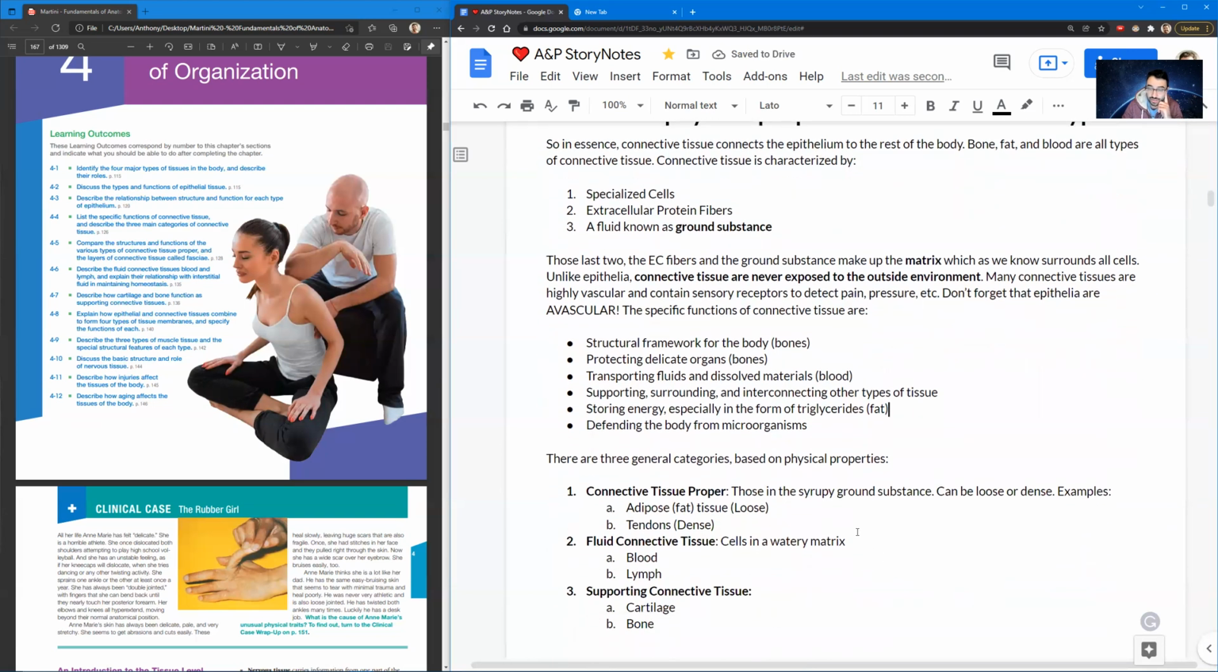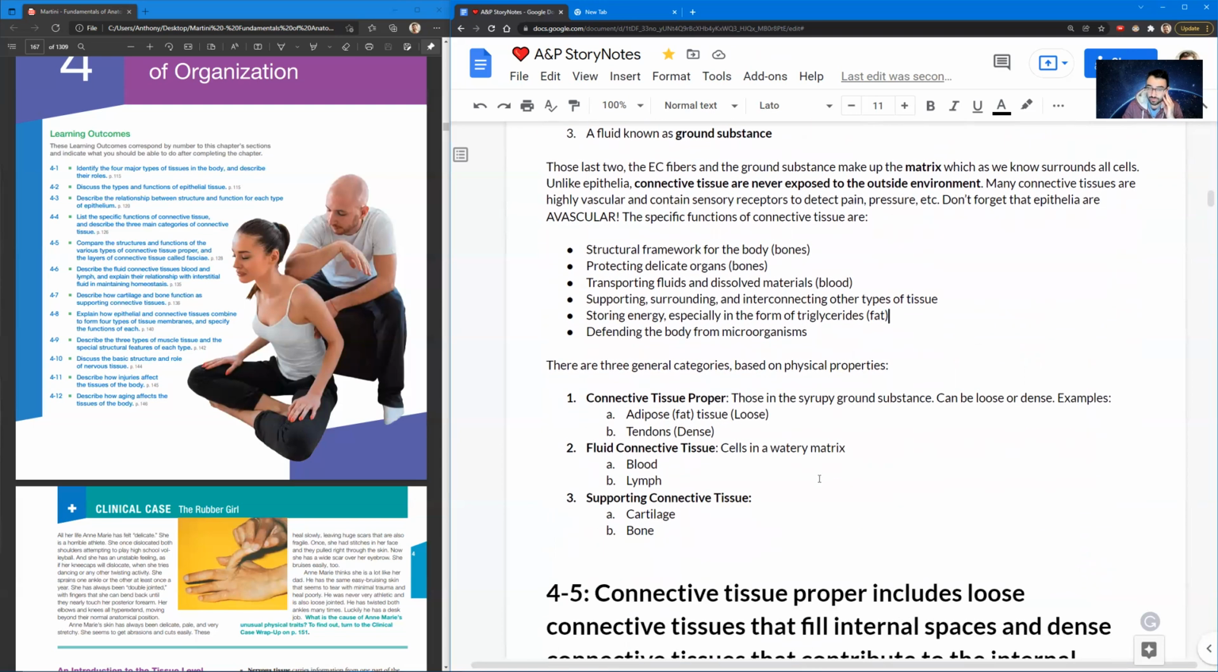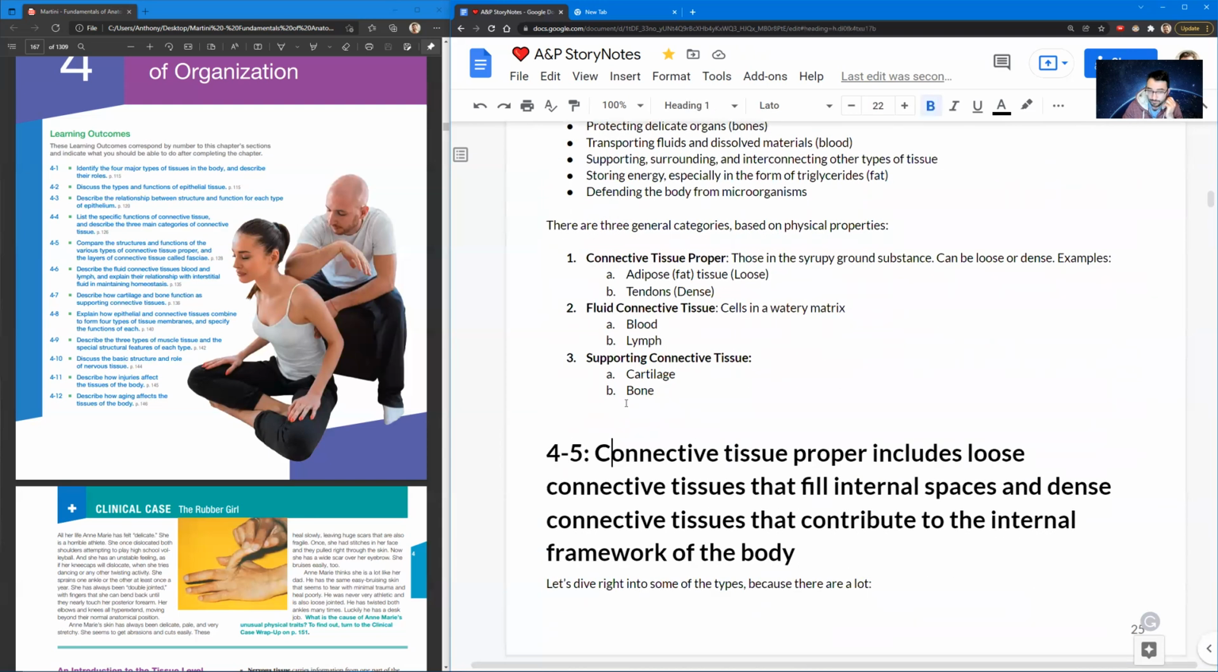All right, there are three general categories based on physical properties here. So we have connective tissue proper, and those that are in a syrupy ground substance, they can be loose or dense. Examples here would be adipose tissue, which would be loose, and tendons, which connect, I believe, muscle to bones, and that would be dense. Fluid connective tissue, these are cells in more of a watery matrix, so not syrupy. Examples of those are blood and lymph. And then we have supporting connective tissue, which is cartilage and bone, right?